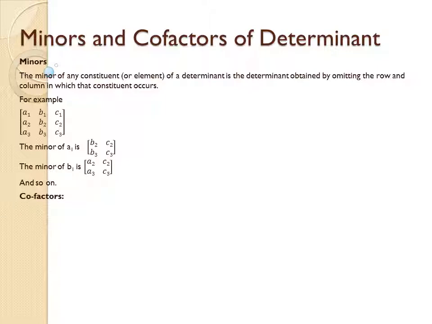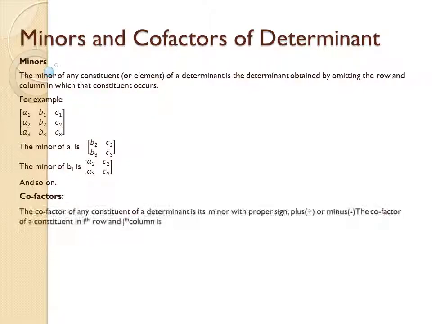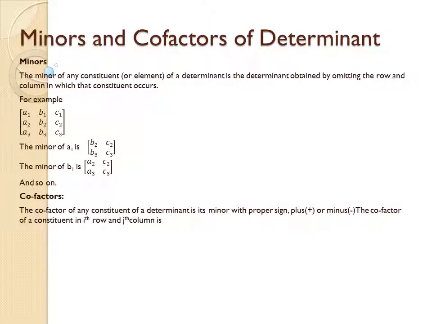Now we have to find out what is the cofactor. So the minor concept is clear. To find the minor, we have to omit that particular element's row and column, and the residual things will be the minor. Now what is a cofactor? The cofactor of any constituent of a determinant is its minor with proper sign, either plus or minus.